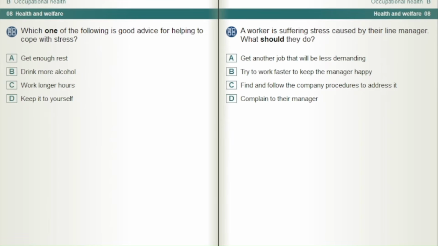Which one of the following is good advice for helping to cope with stress? Get enough rest. Drink more alcohol. Work longer hours. Keep it to yourself.